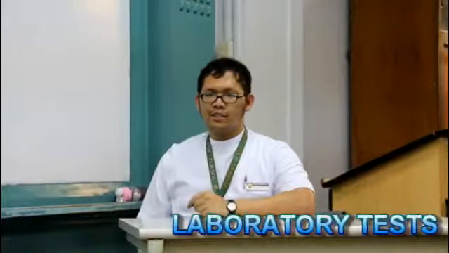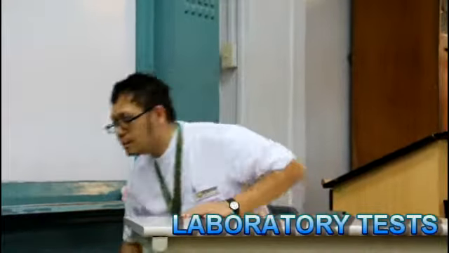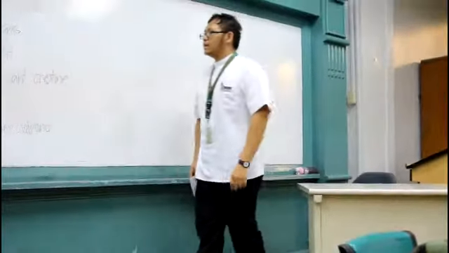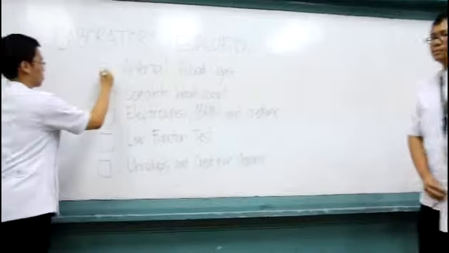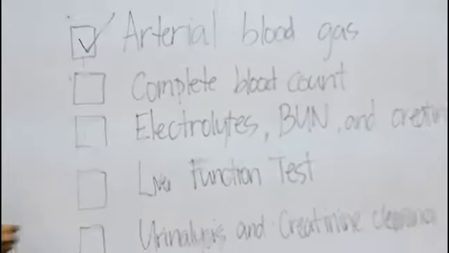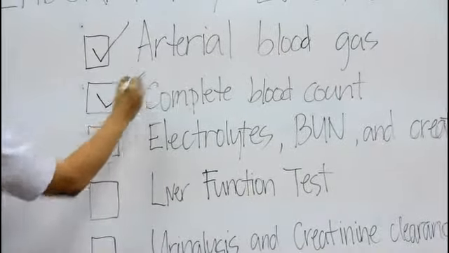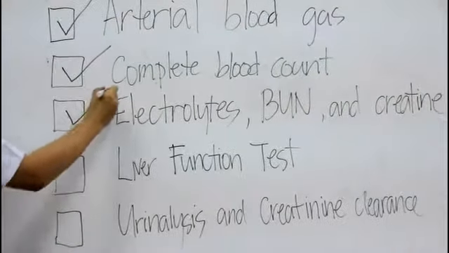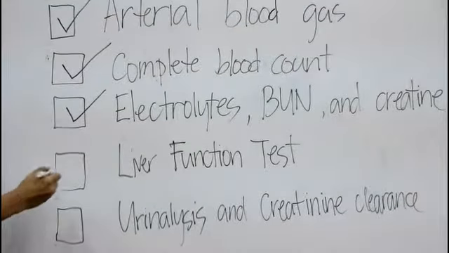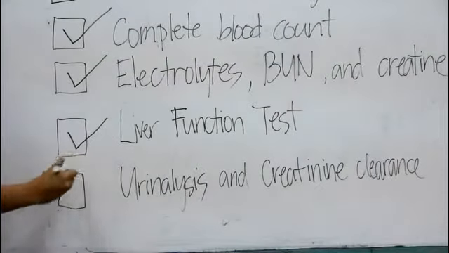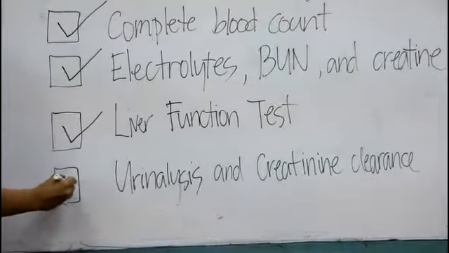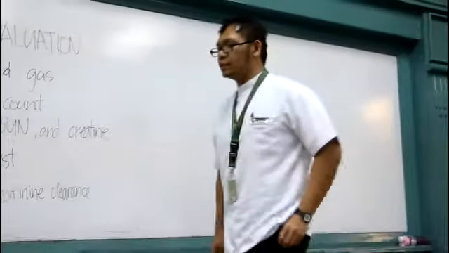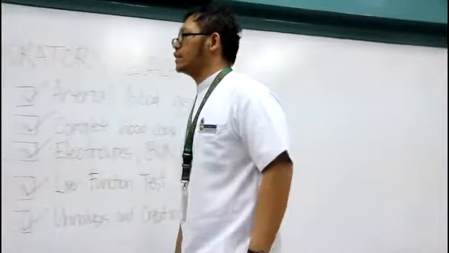The different laboratory tests that we can use are arterial blood gas, complete blood count, electrolytes, BUN, and creatinine, liver function test, urinalysis, and creatinine clearance. So next we go to the general treatment for hydrocarbon poisoning.